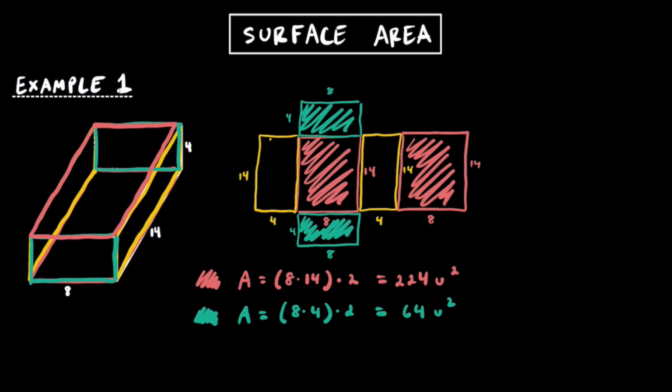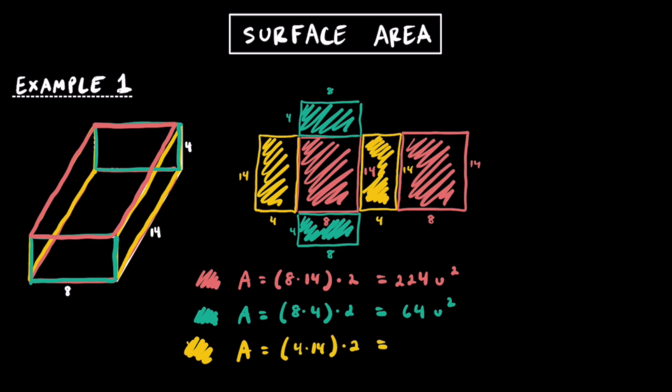And then finally, let's go ahead with these yellow rectangles. And let's see, what are the dimensions of these yellow ones? I think they're going to be 14 by 4. So let's go ahead. Area is going to be equal to 4 by 14 or 14 by 4, and there are 2 of them. So 4 times 14 is 56, and 56 doubled is going to be 112 units squared.